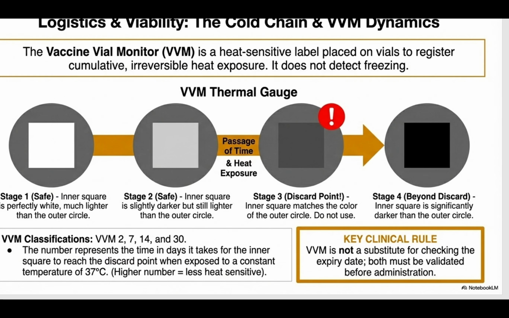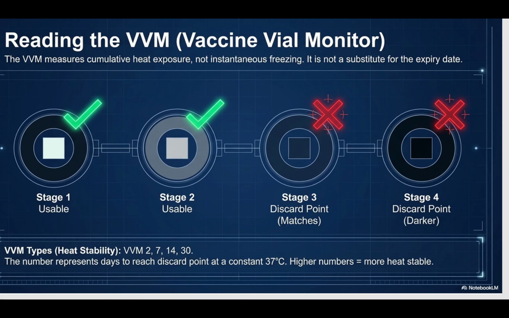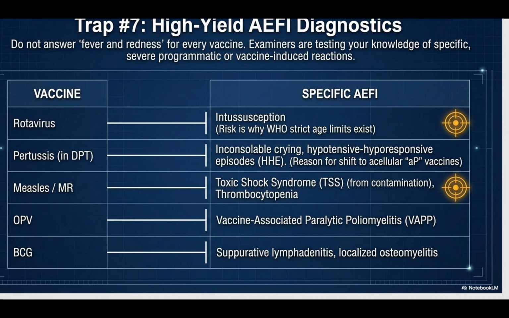The vaccine vial monitor tells us the viability of the vaccine. Now, whenever the inner square becomes the same color as the outer circle, it means we have to stop the usage of this vaccine. If it is lighter or it is completely white, the vaccine is perfect to use. Second important point that you should remember is the expiry date of the vaccine. VVM may be intact but the expiry date may be over, so don't use that vaccine also.